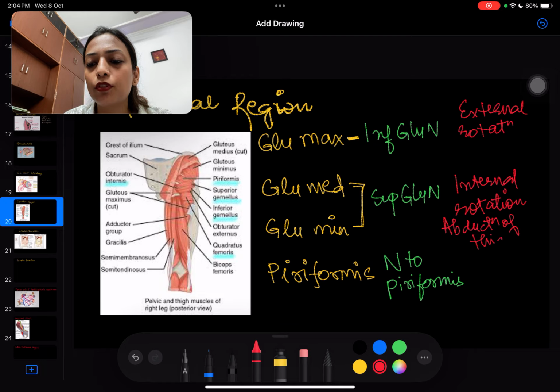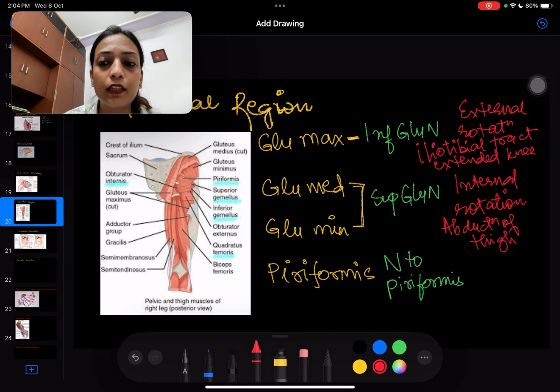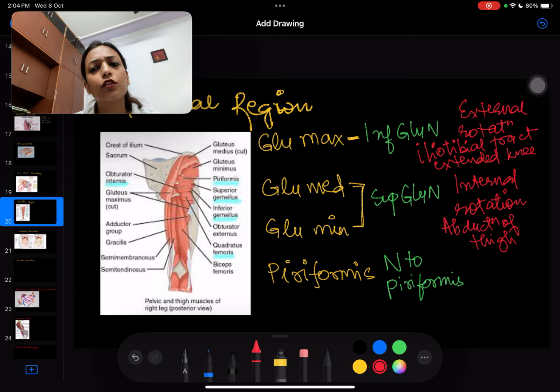Here one more thing we need to know about the gluteus maximus, that it has an iliotibial tract, if you remember. Through the iliotibial tract, this muscle also supports the extended knee. Whenever the knee is in extended position, especially when we are standing, the knee is supported by the iliotibial tract, where some of the fibers of the gluteus maximus take their insertion also. So this is a special extra point that I told you here.